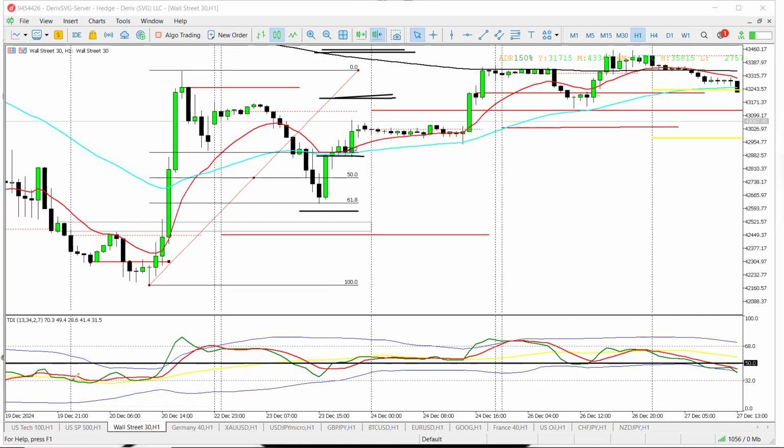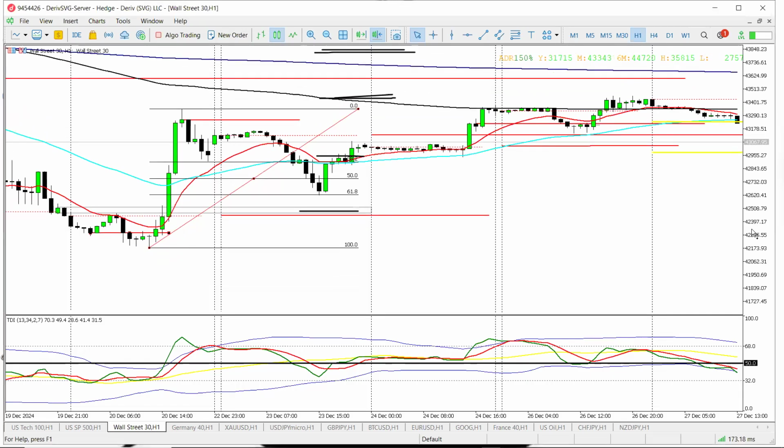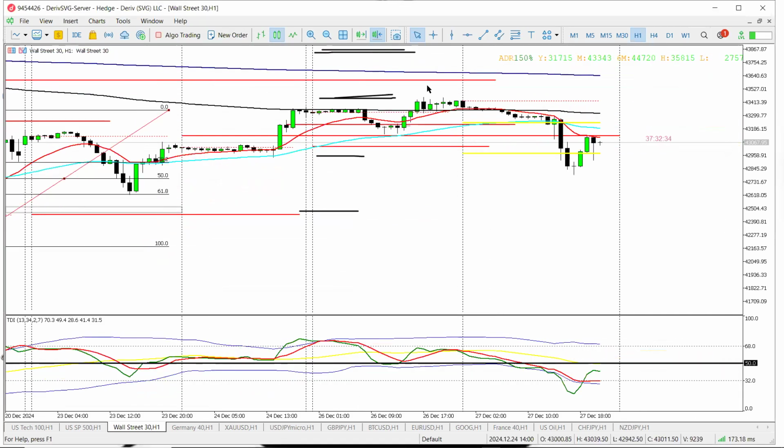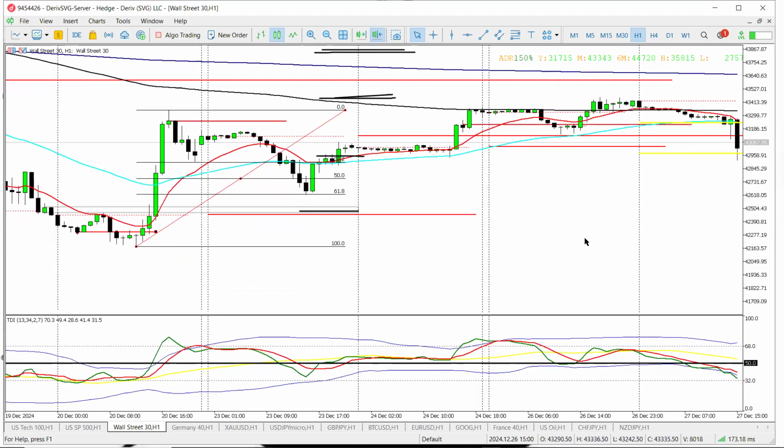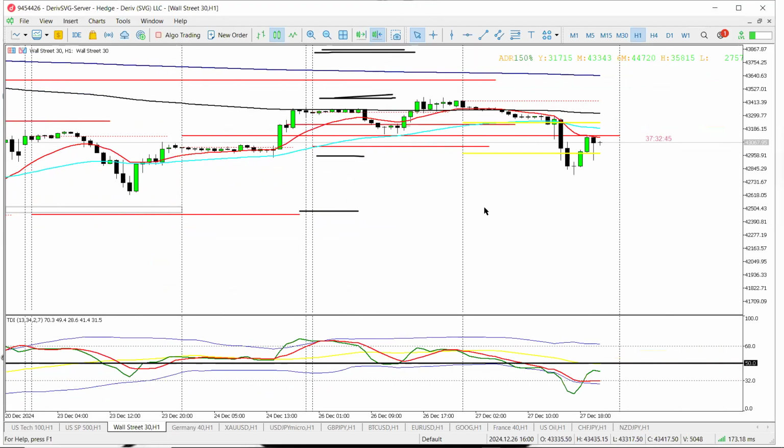Let's see if we actually got to 1 to 3. I don't think we did. So 1 to 3 will probably be at the zone which I mentioned, depending on whether you're swinging or day trading. But anyway, from here on Monday, you can see price was actually pushing up.